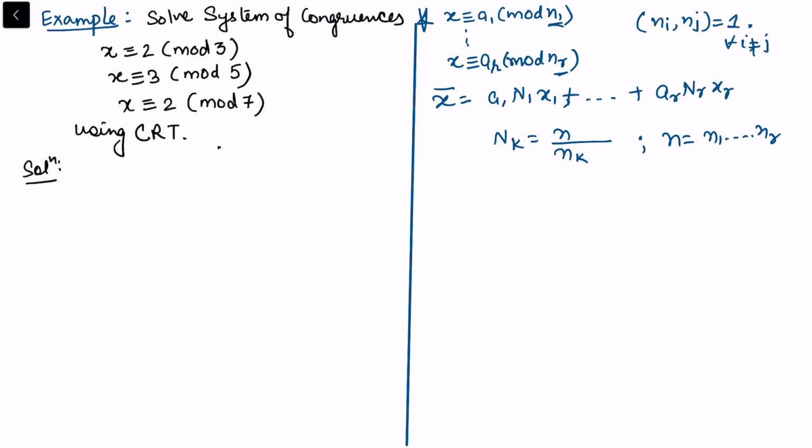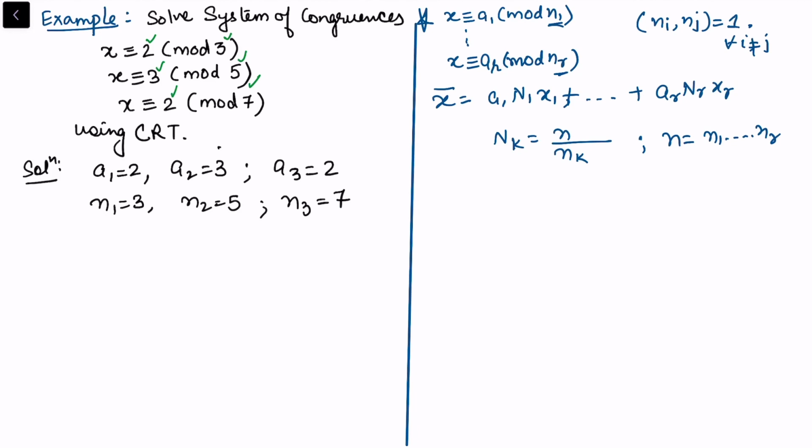Here, I can compare: this is a1, a2, a3, and this is n1, n2, n3. So I am now writing the values. a1 is 2, a2 is 3, a3 is 2, small n1 is 3, small n2 is equal to 5, and n3 is equal to 7. So n is 3 into 5 into 7, and that is 105.